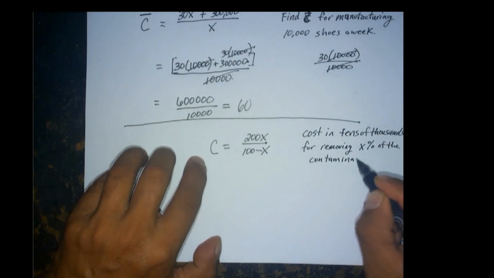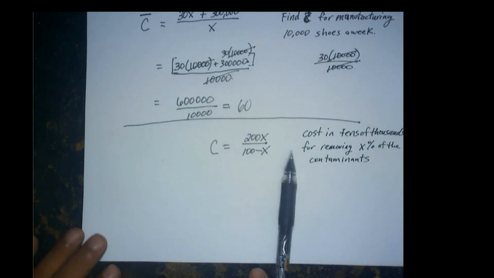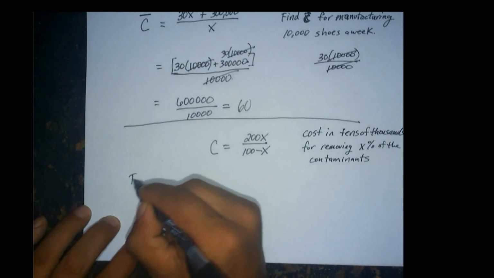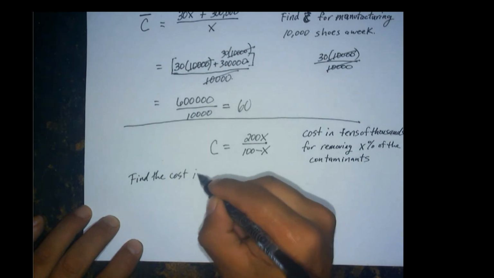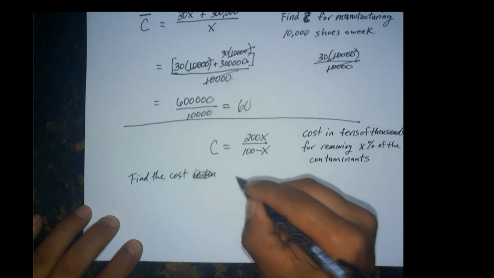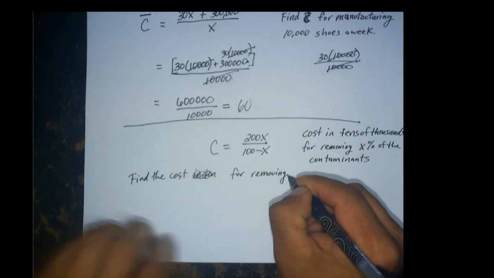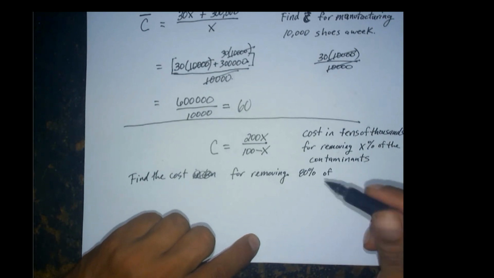Okay. So to remove 10%, you would plug 10 in for X. And that will give you the cost to remove just 10% of the contaminant. Find the cost in tens of thousands of dollars. We'll just find the cost for removing 80% of the contaminants. Now, I'm going to ask you a question real quick.